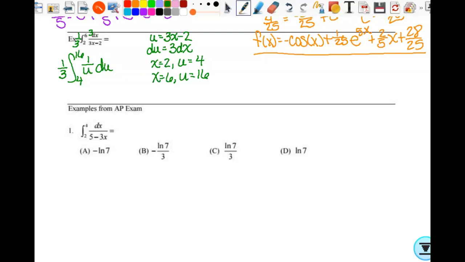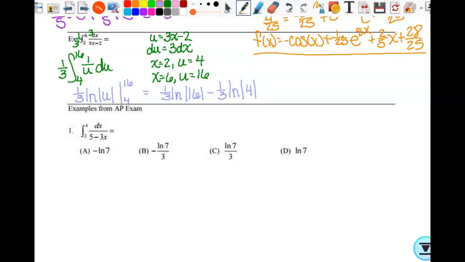Natural log, yes. So that means this is going to give me 1/3 times the natural log of the absolute value of u, evaluated from 4 to 16. We don't have to put plus c, because remember, when you're actually evaluating, you're going to have a plus c minus c situation. So you just don't need to. Okay. We're good? All right. So then I'm going to substitute in the 16. So I'm going to get 1/3 times the natural log of the absolute value of 16 minus 1/3 times the natural log of the absolute value of 4.